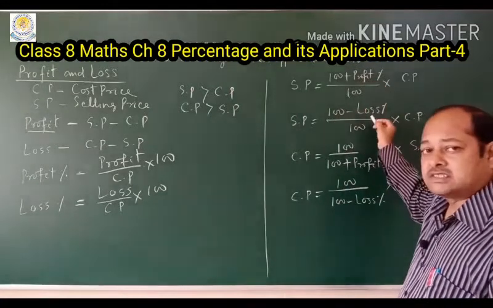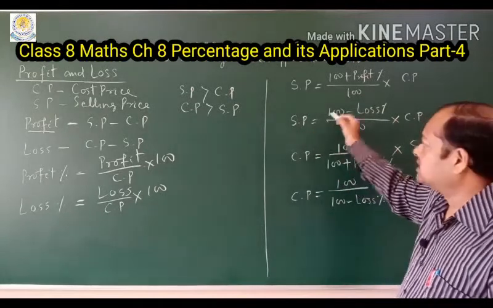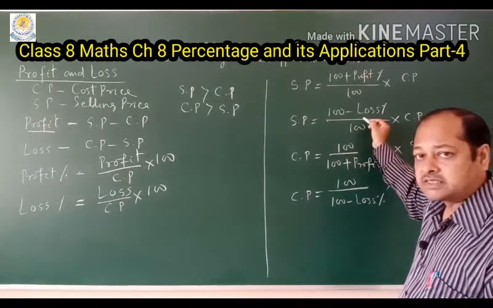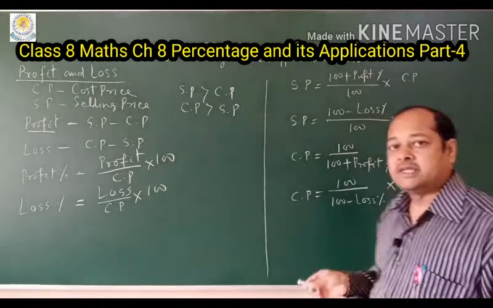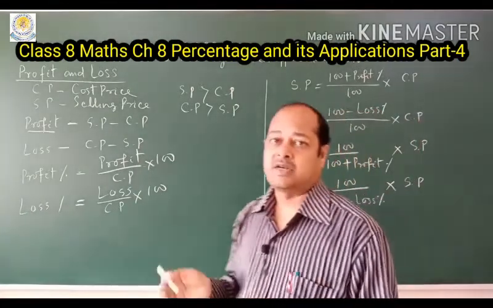Whenever a loss is given, what is the formula to find out the selling price? 100 minus loss percentage upon 100 into cost price. So we can find out the selling price of an article.